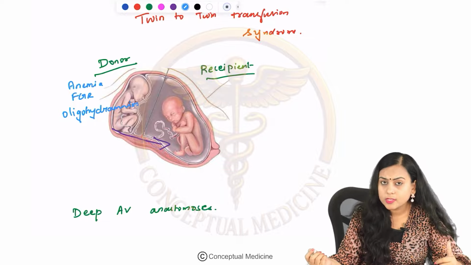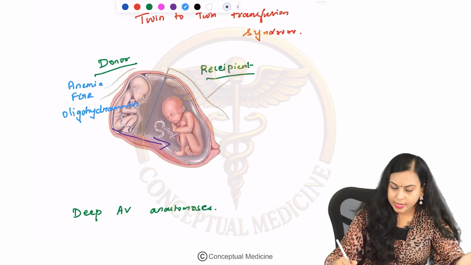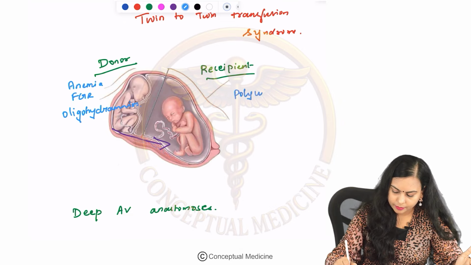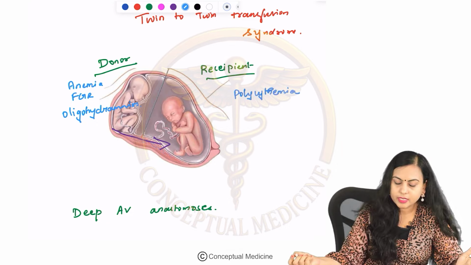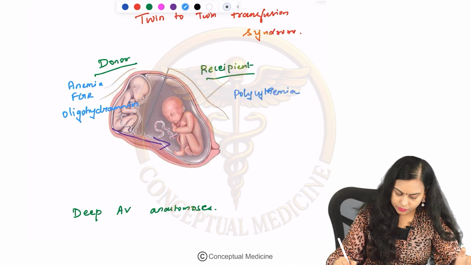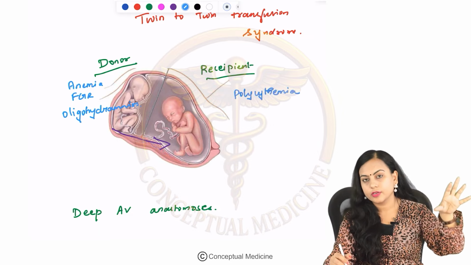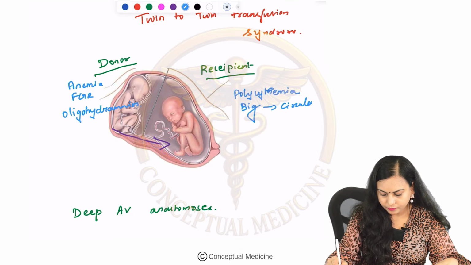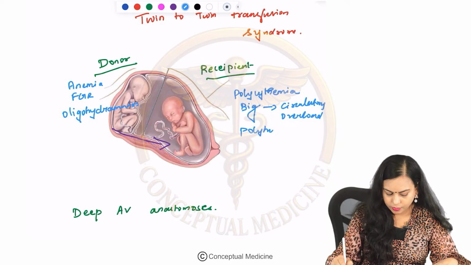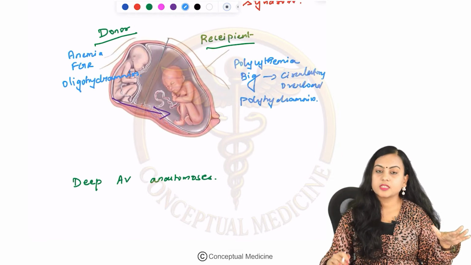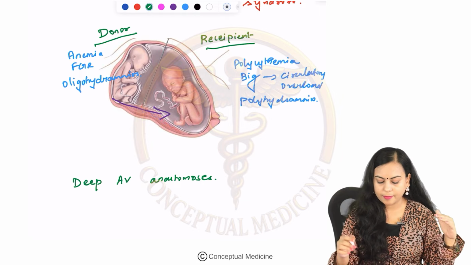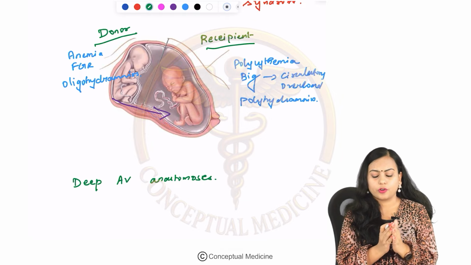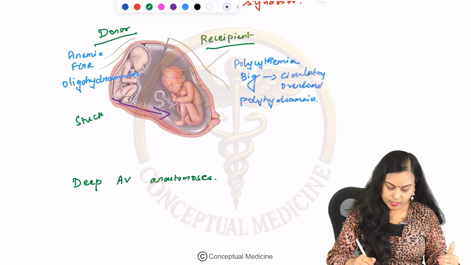Whereas on the opposite side, it will be polycythemia because there is circulatory overload here, right? The baby is going to have a circulatory overload and so it appears a big baby. Then finally you have polyhydramnios. Now when this is proceeding in a very serious way, the donor twin finally becomes very much smaller and becomes something called a stuck twin.